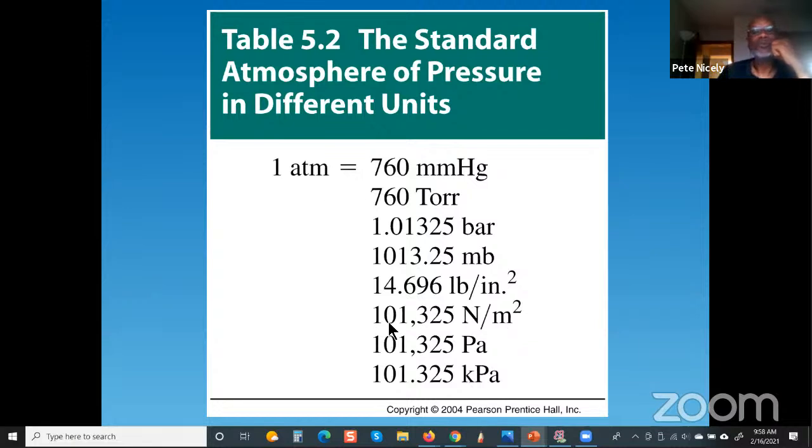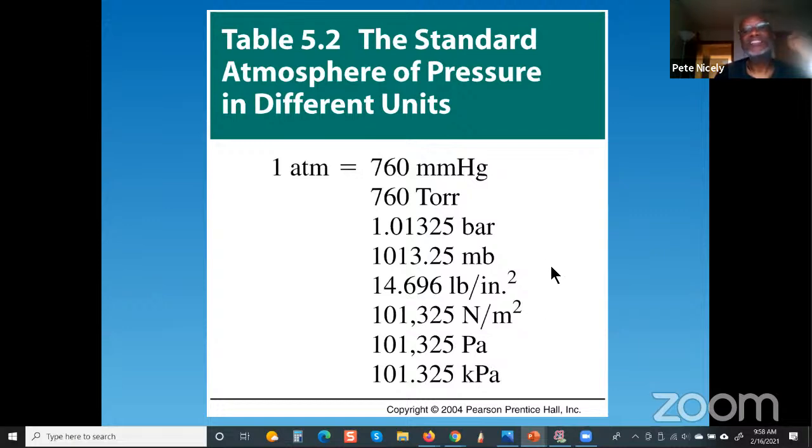So 1 atmosphere is equal to 101,325 newtons per meter squared, which is the same thing as 101,325 pascals. And of course, to get from pascals to kilopascals, we divide this by 1,000 to get 101.325 kilopascals, all right? Now, for our purposes in this course, we will be using the millimeter mercury unit, the torr unit, the newtons per meter squared unit, the pascals and the kilopascals.